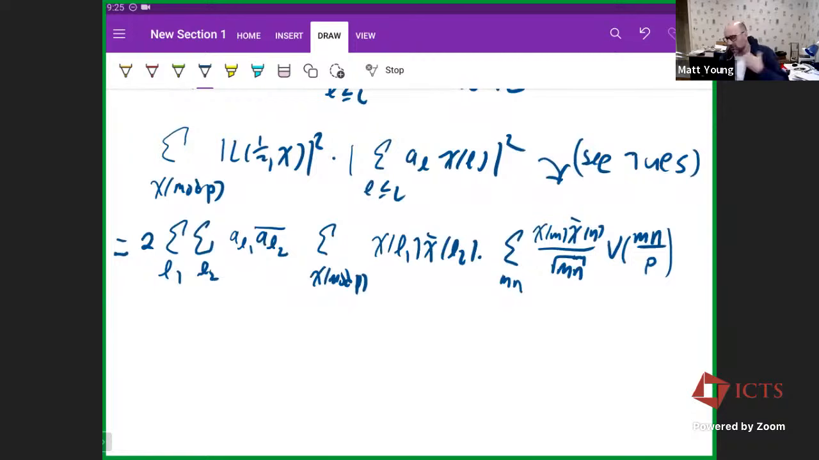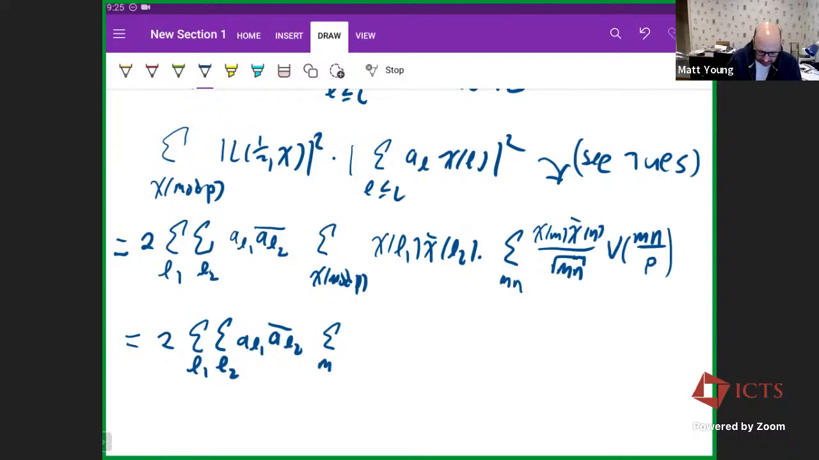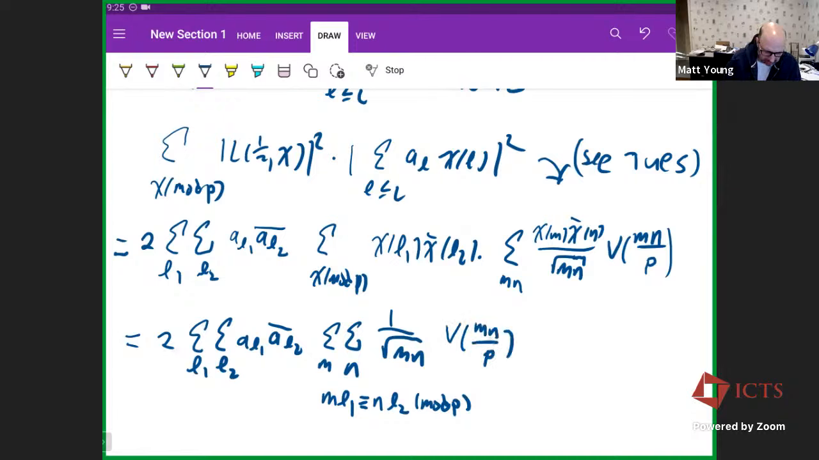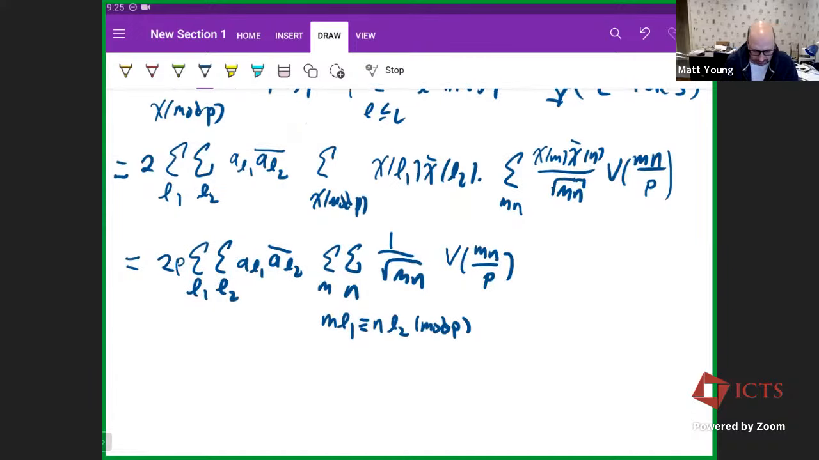So you always have to perform your averaging over your family. Here the averaging over your family is using the orthogonality of characters. So let's see what happens if we do that. We have a sum over m and n now. We're going to get 1 over square root of mn from that. And then the congruence condition that we get is that m times L1 is congruent to n times L2 mod p. And then V of mn over p, and essentially a p, or p minus 1. It doesn't matter.